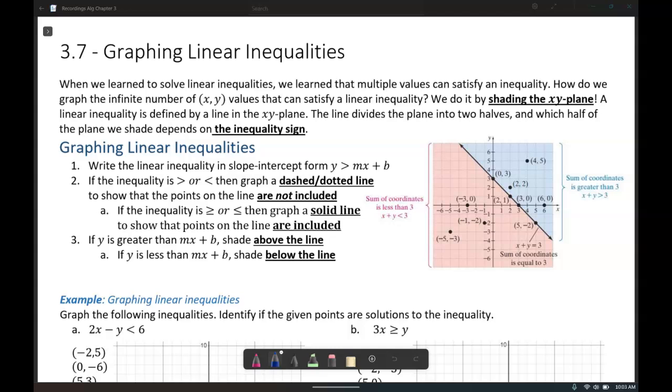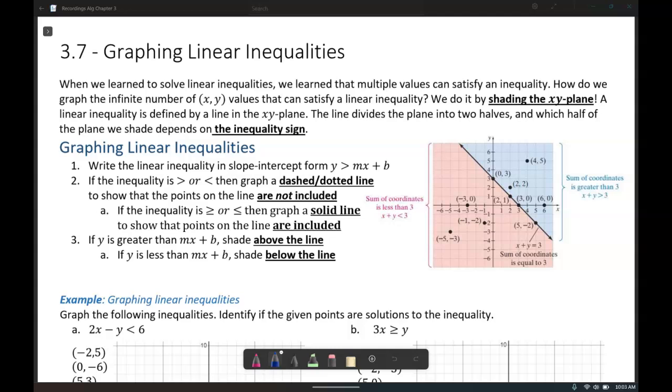When we first learned about inequalities, we learned that multiple values satisfy an inequality. X could be all values less than 3, or greater than or equal to -2. So how do we graph an infinite number of ordered pairs that can satisfy a linear inequality? Well, we do that by shading in the xy plane.